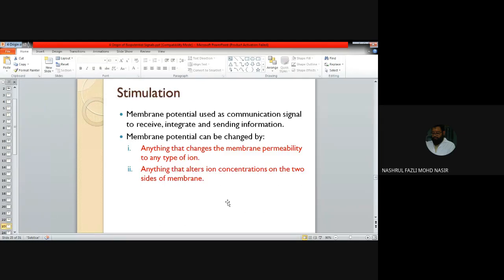Stimulation. Membrane potential is used as a communication signal to receive, integrate, and send information. So membrane potential can be changed, and this is important. Anything that changes the membrane permeability to any type of ion, and anything that alters ion concentration on the two sides of the membrane. So you have to see the gist of it.